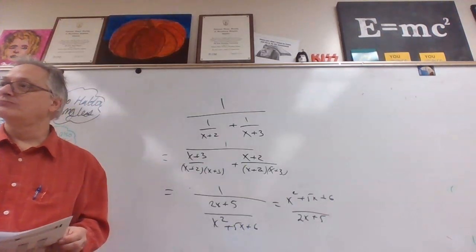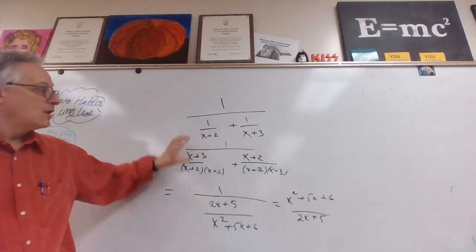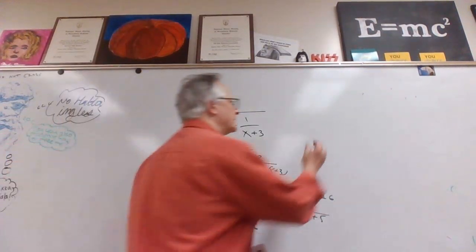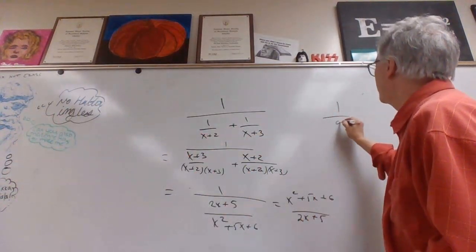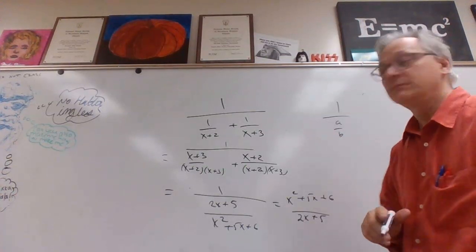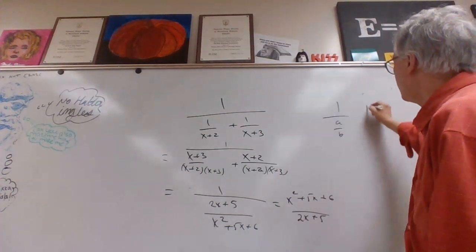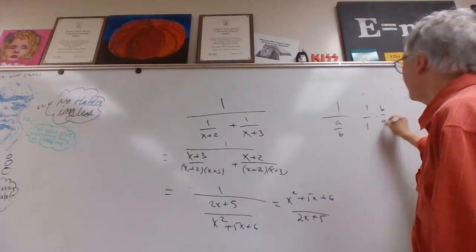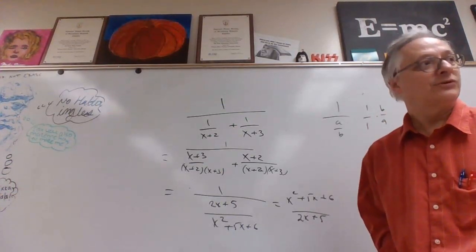So if we have a 1 on the top, we just flip it over. If you have something like 1 over A over B, then you just flip and multiply. So this would be 1 times B over A. Okay. It's a good thing to know.